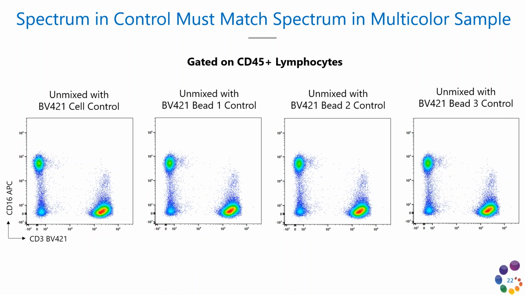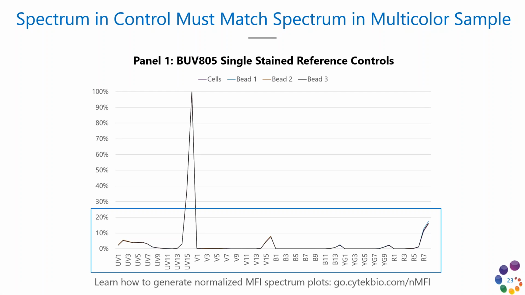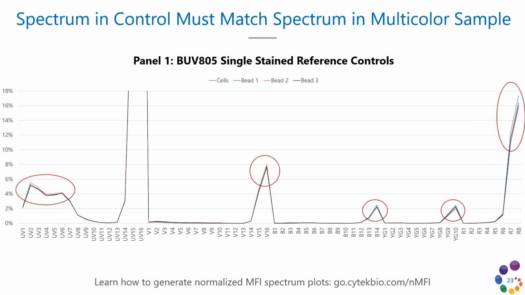It looks really great. Now, let's look at a different example for BUV 805, where again we've created 4 single stained reference controls, one with the cells and one with each of our 3 different antibody capture beads. And you can see over here in the red, around R7, R8, there are some differences in the spectra over here. If I zoom in a little bit further, so I can see what's going on at these other smaller peaks in the spectra, there's actually quite a few differences in the spectra between these 4 different controls. Now what happens if I unmix my data using each of these controls with respect to BUV 805?